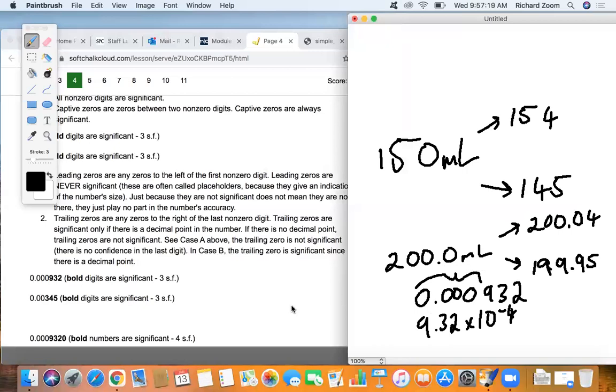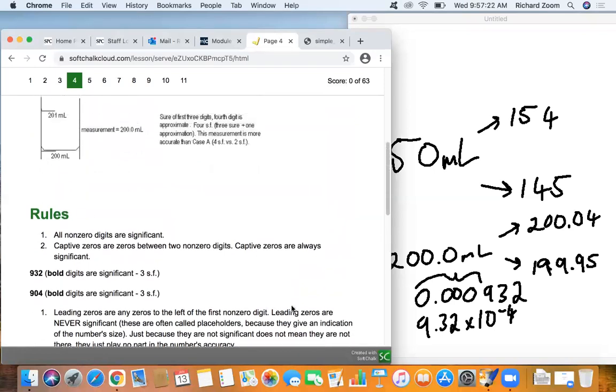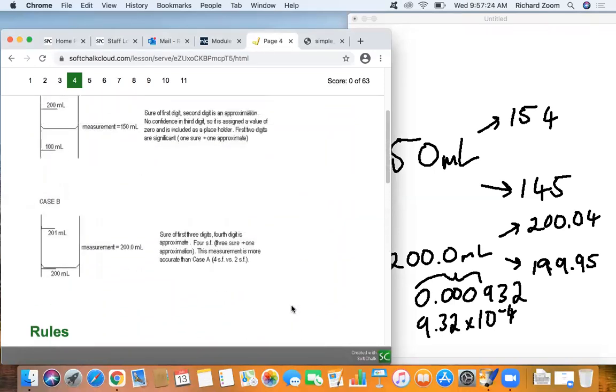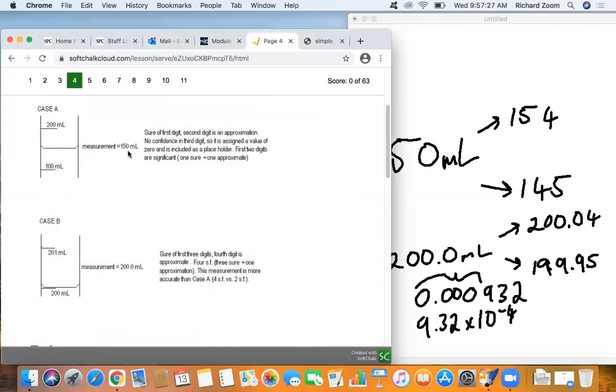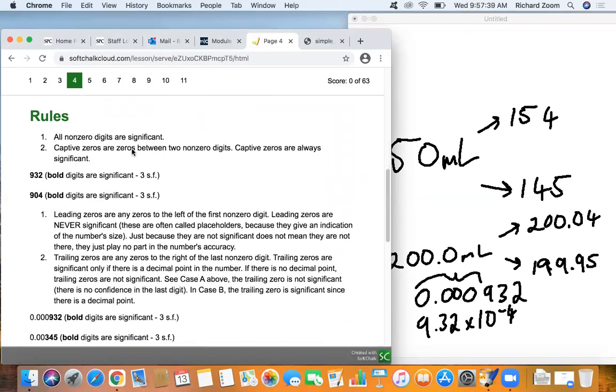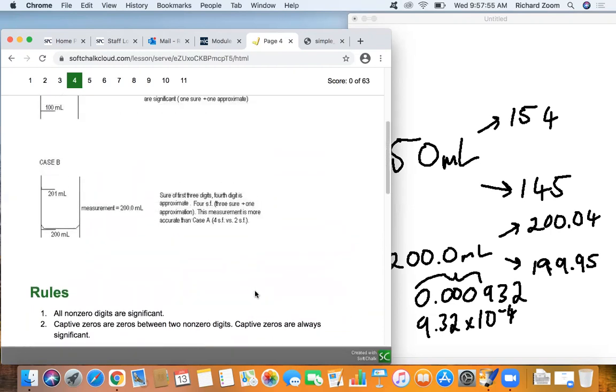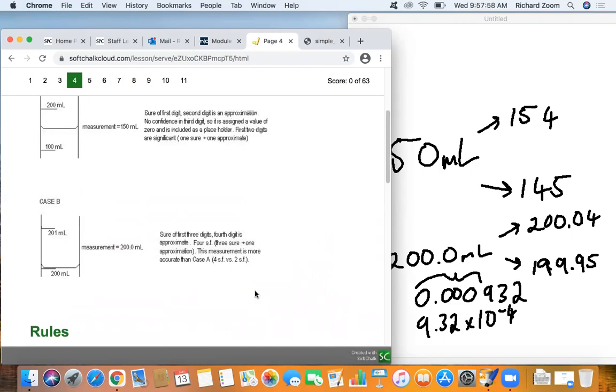It was like up here when I was dealing with the 150. This zero is not significant because we're just using it again as a placeholder, something to define the magnitude of the number. And that brings us to the second rule. Trailing zeros are any zeros to the right of the last non-zero digit. Trailing zeros are significant only if there is a decimal point in the number. If there's no decimal point, like there was up here, that zero is not significant. It's considered to be a placeholder.